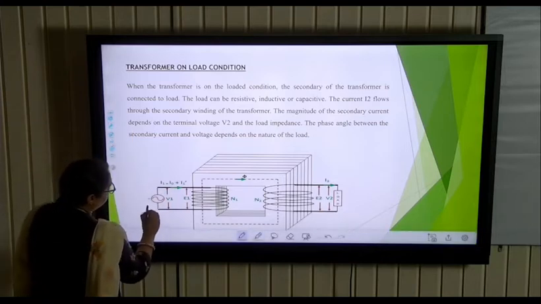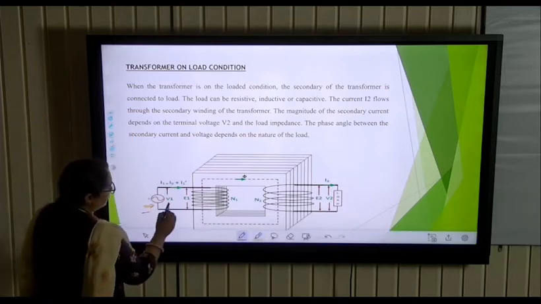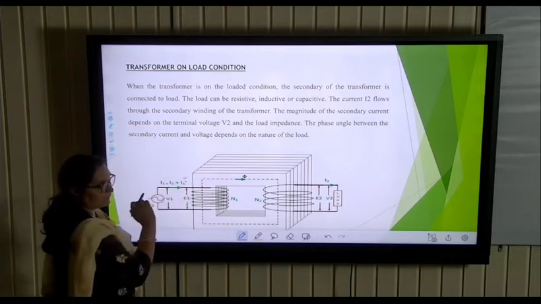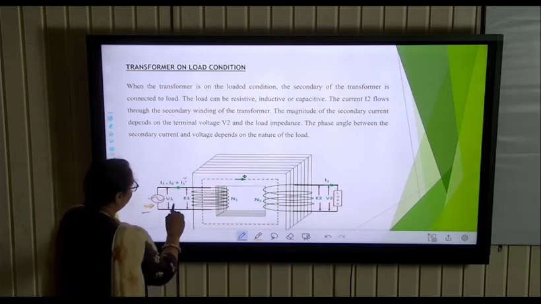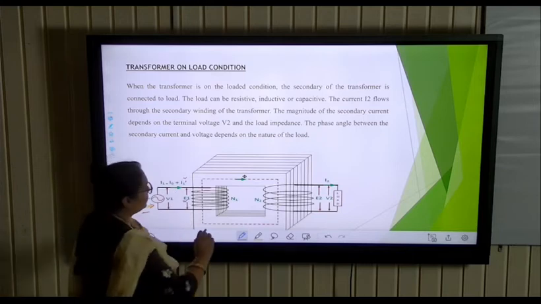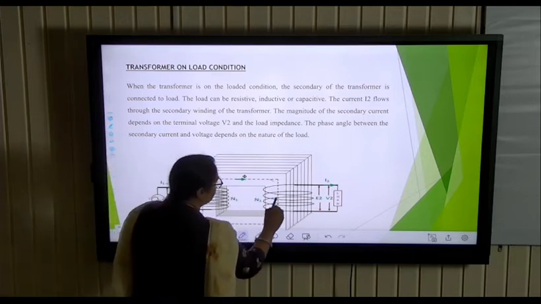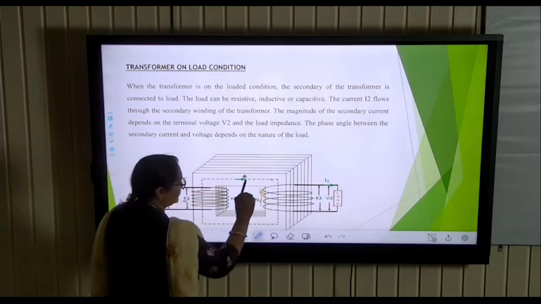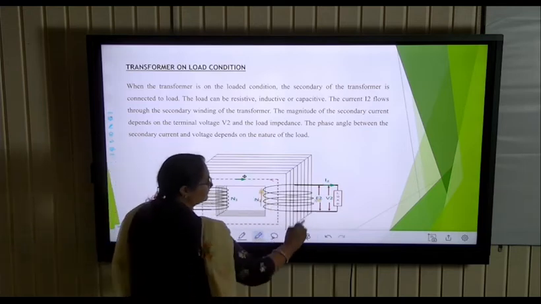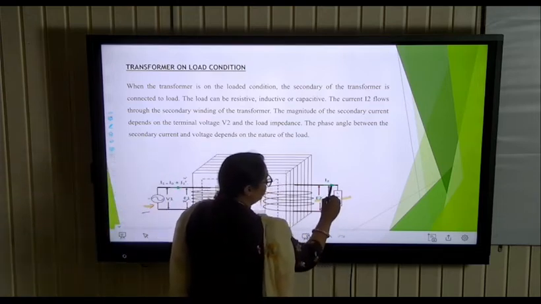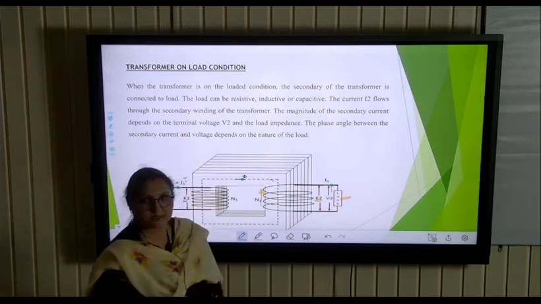Yes, this is your single phase AC supply voltage. Just don't concentrate on this part of the current, just look here. Due to this voltage, an EMF will be induced, that is E1, and this flux is going to trace through this core. So again there will be another EMF induced, that is E2. Now since we have connected a load, there will be a terminal voltage represented by E2.